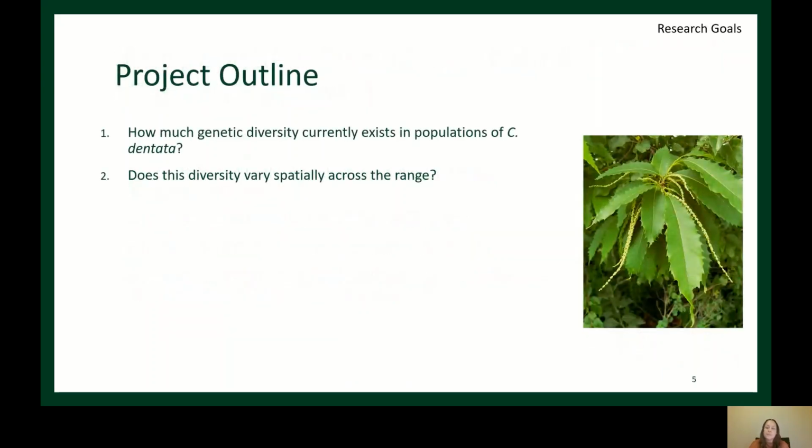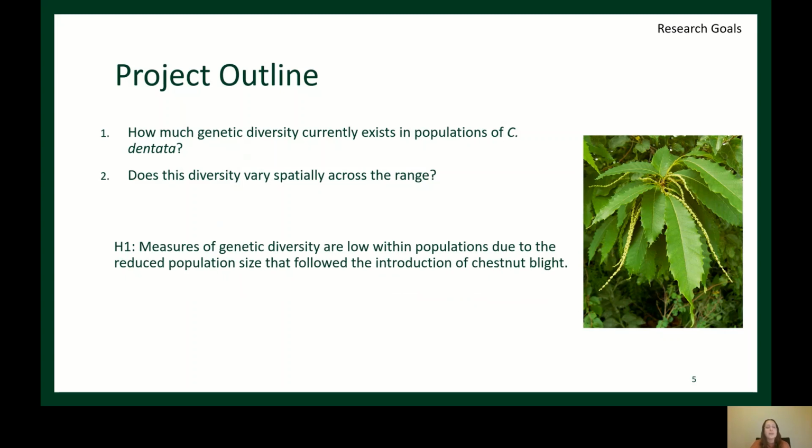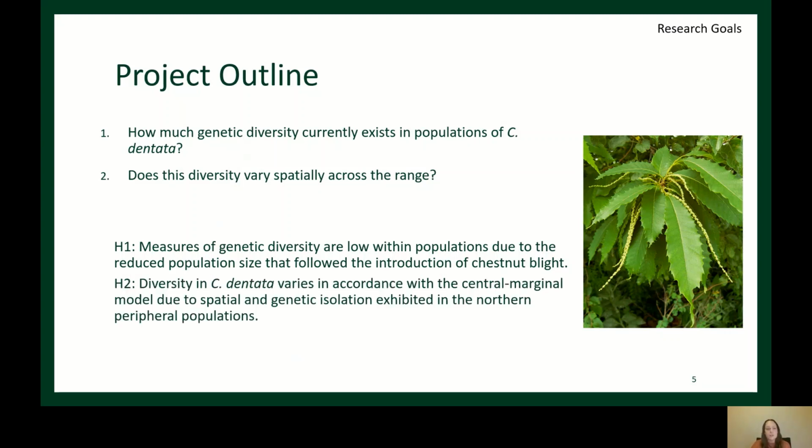All right, so for the purpose of this presentation, I will be focusing on the following questions. The first being, how much genetic diversity currently exists in populations of C. dentata? I hypothesize that measures of genetic diversity are low within populations due to the reduced population size that followed the introduction of chestnut blight. And two, does this diversity vary spatially across the range?